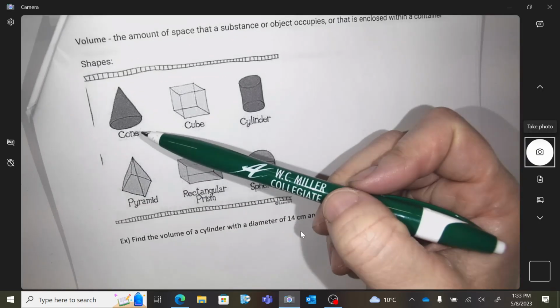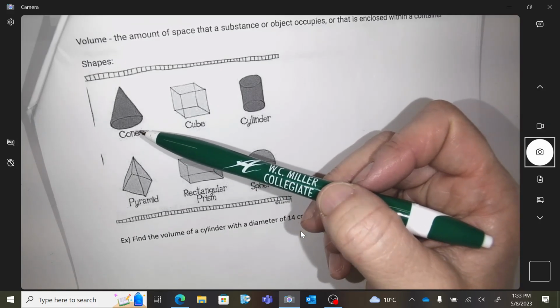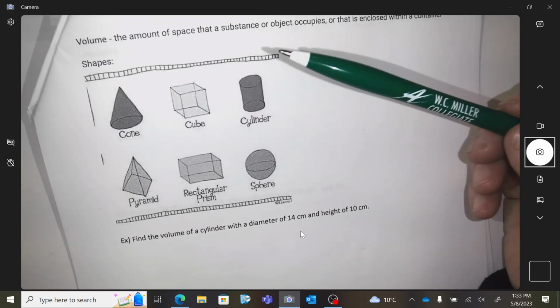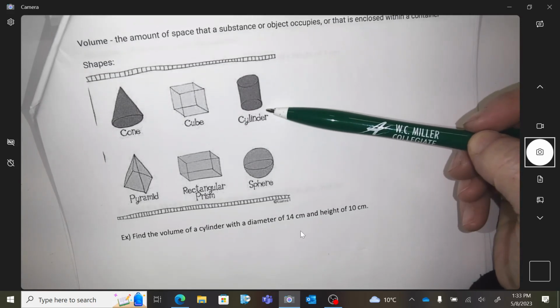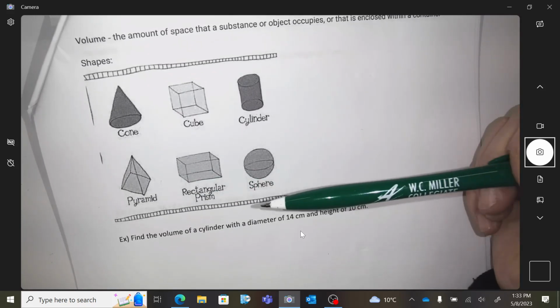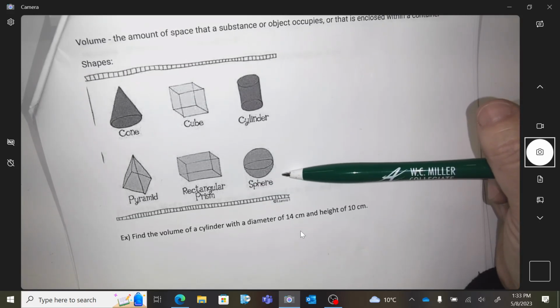Okay, we got a cone. So think about a pointy ice cream cone, right? Flipped upside down. A cube. We have a cylinder, so that's like your drinking bottles. Pyramid, rectangular prism, and a sphere.